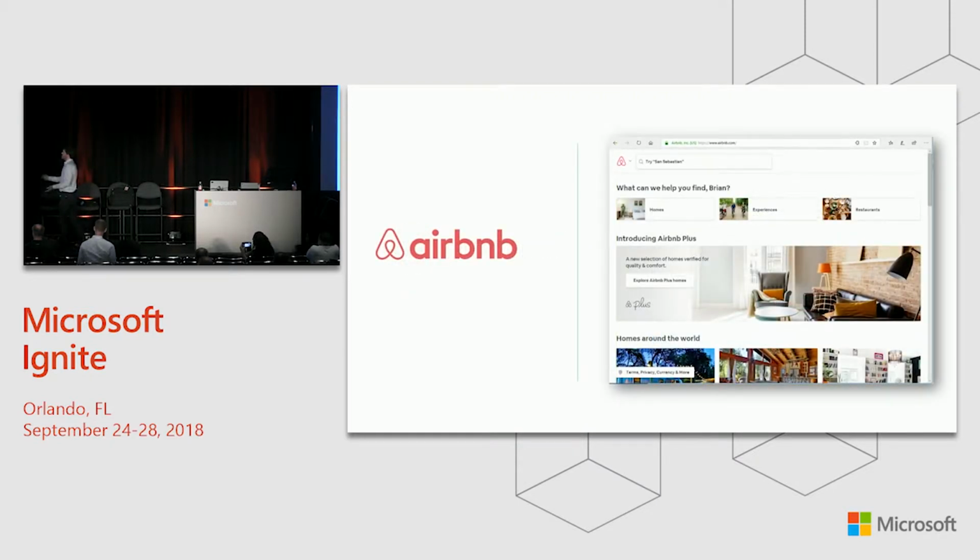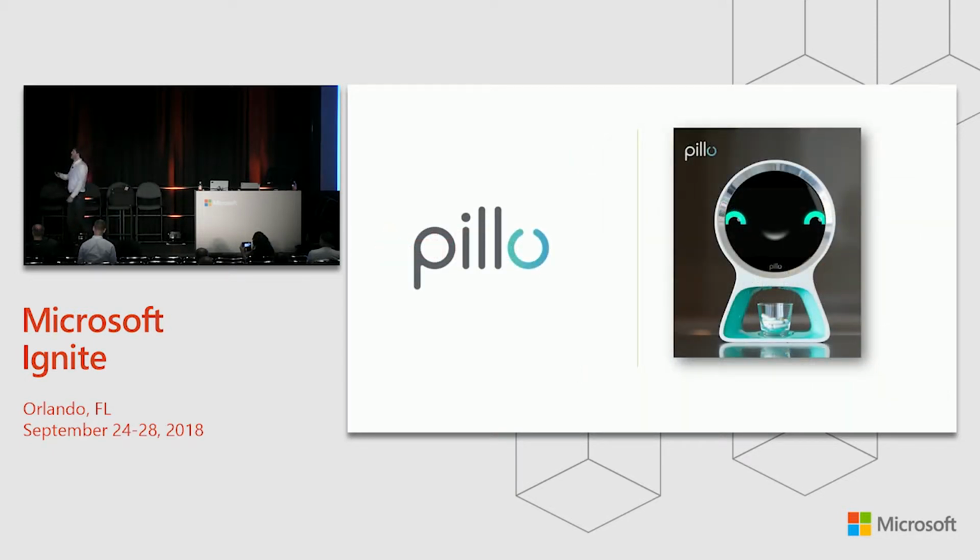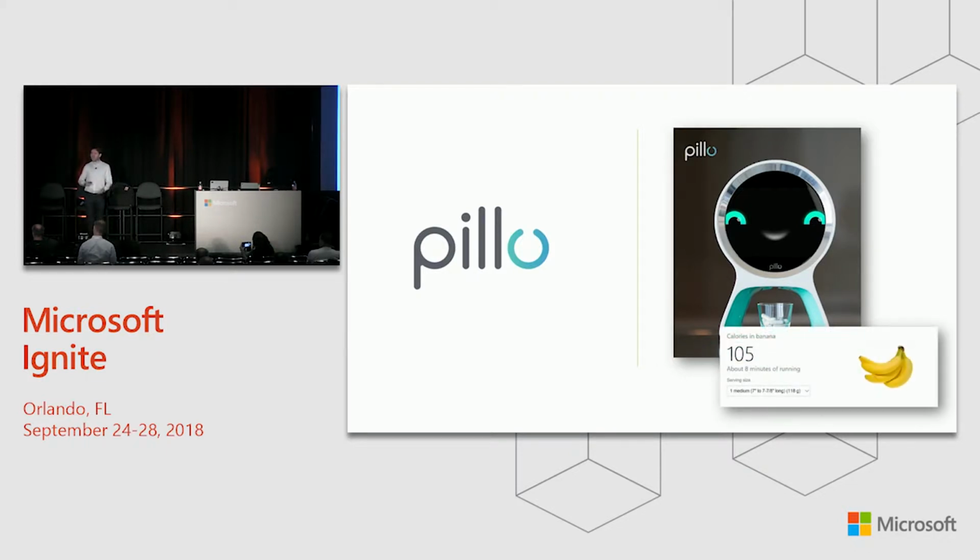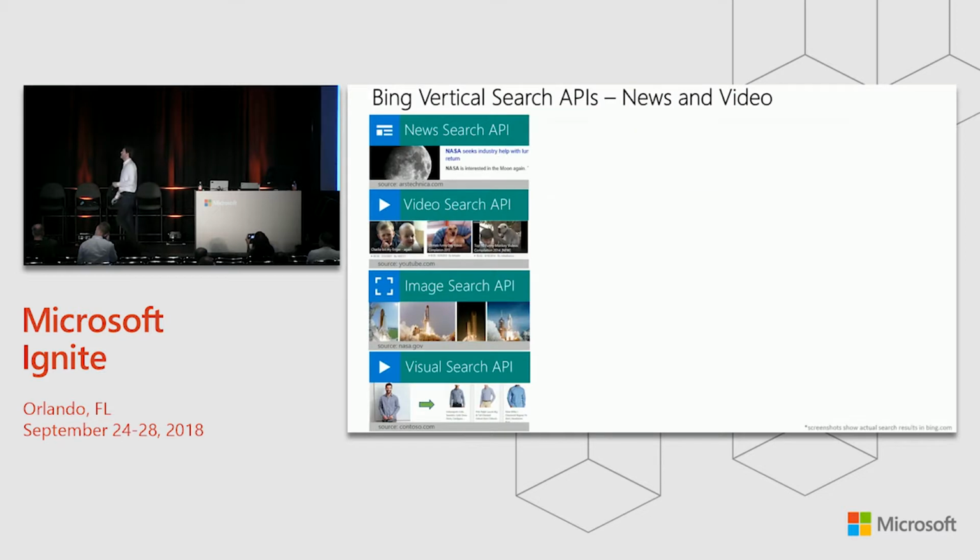We've got companies like Airbnb who use search to manage and help with their listings and make sure that their listings stay great. We've got companies like Pilo, who create this little medicine robot that helps seniors take their pills, and they make it interactive. So when you talk to Pilo and you say, hey, okay, Pilo, how many calories are there in a banana? He can tell you, because we're providing that information through our Entity API so that Pilo can tell you whether or not that banana is good for you today or not.